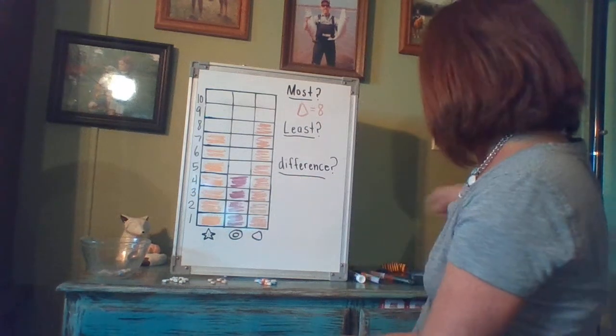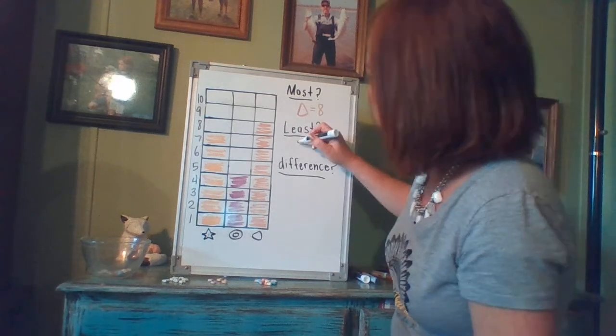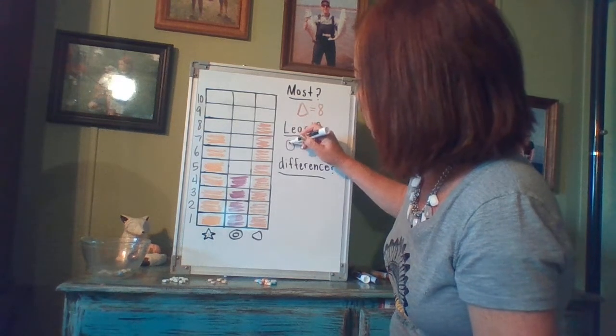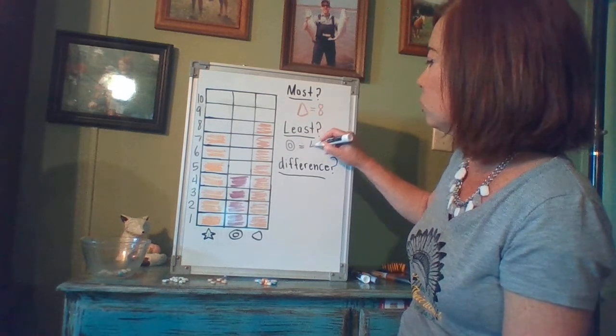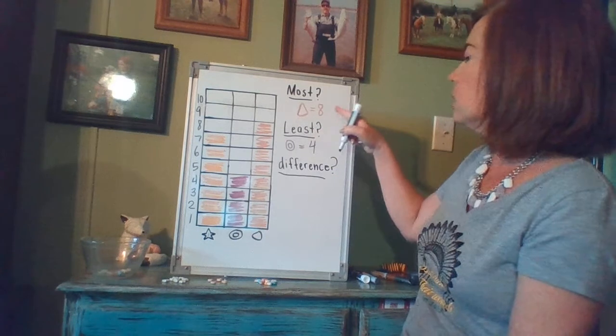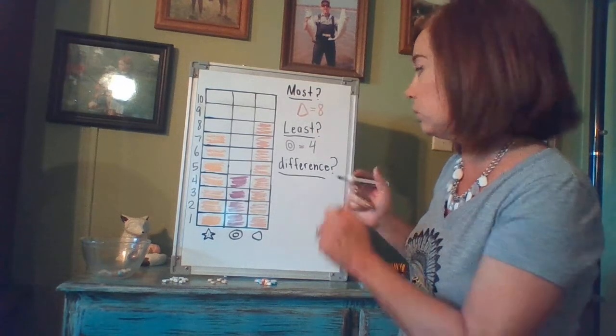So I'm going to go ahead and use my black marker this time. So 4 was the Cheerios. I'm going to do the black marker because I think you can see it better. Cheerios has 4, so Cheerios equals 4. The most is 8 with the marshmallows, and the least is 4 with the Cheerios.